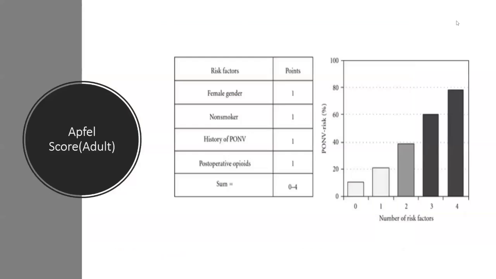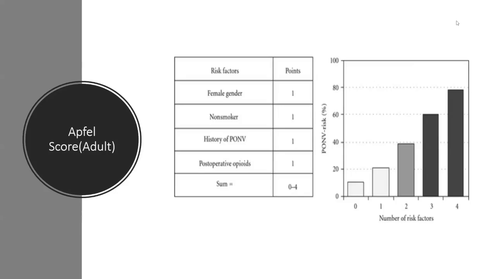Then when it comes to the scoring system, whenever you have a patient that you think might have postoperative nausea and vomiting, you look at their risk factors. So there's a scoring system called the Apfel score. It's easily available. You can literally calculate for each risk factor.